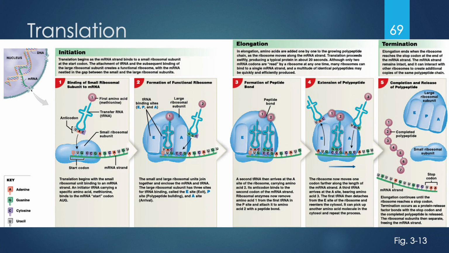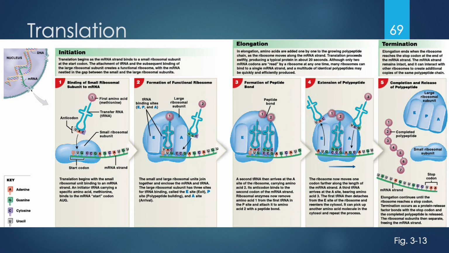So we can see on the large ribosomal subunit, there are 3 different letters indicating the transfer RNA binding sites, and these are called E, P, and A. Think Environmental Protection Agency. And these stand for E, exit, P for polypeptide building, and A for arrival.